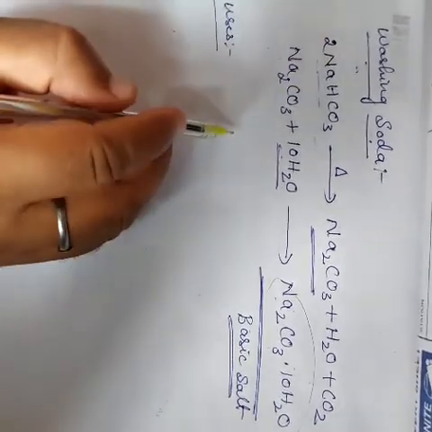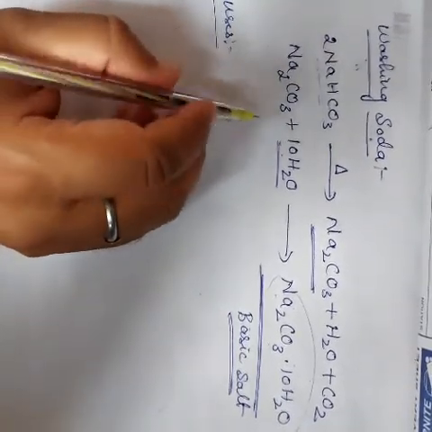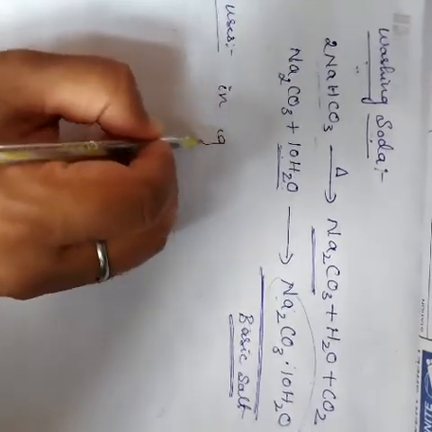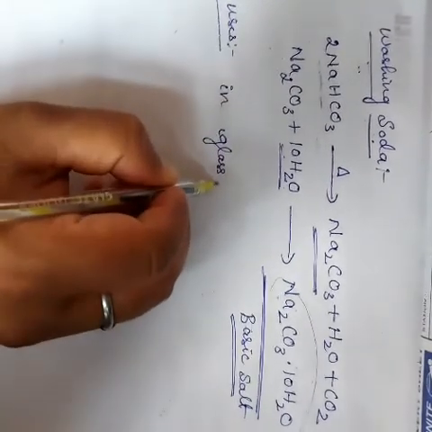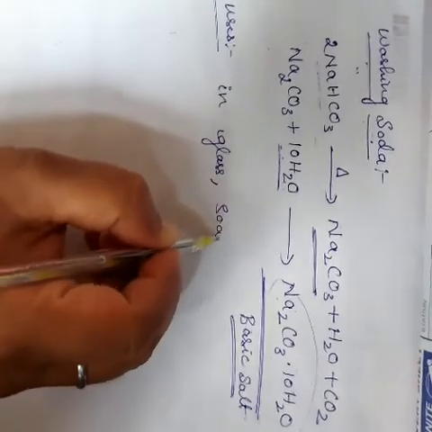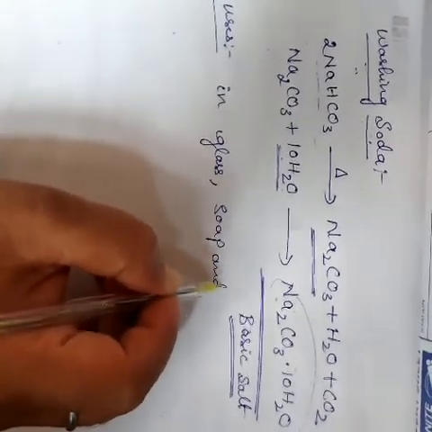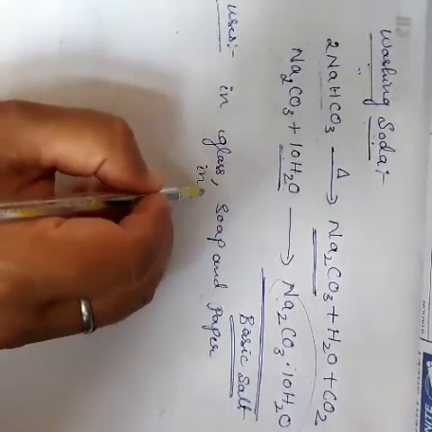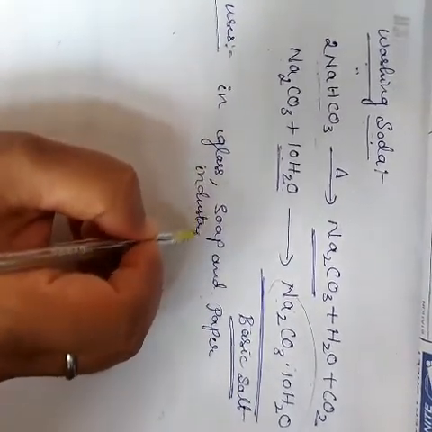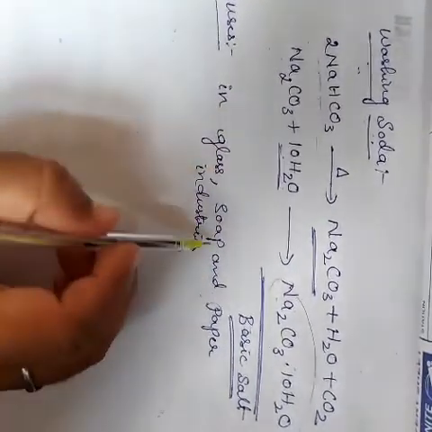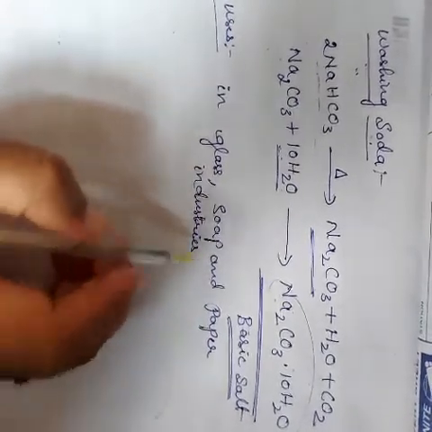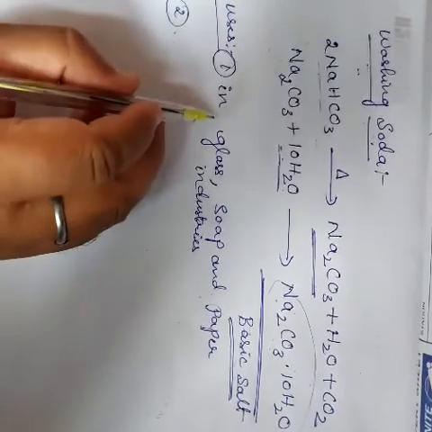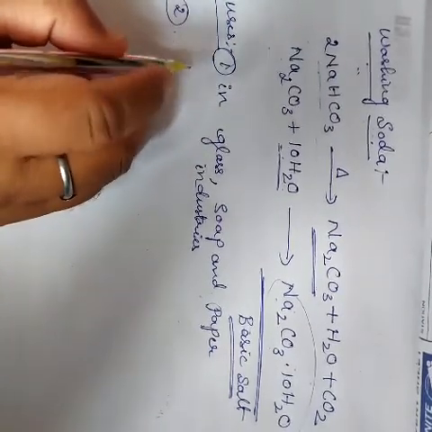What are the uses of washing soda? It is used for making glass, in soap industries, and in paper industries. Remember these. It is used in the glass industry, soap industry, and paper industry. And second, it is used in the manufacture of sodium compounds.